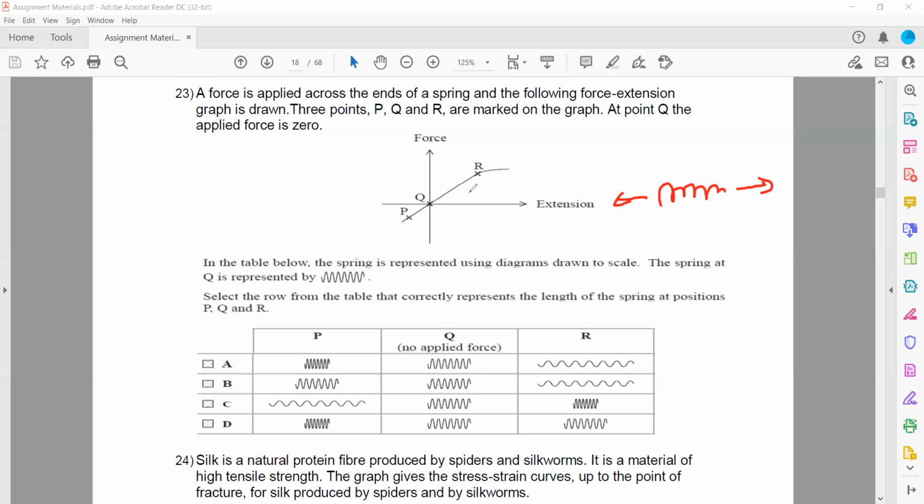So it means R should be a point where the length should increase. When we are increasing the force, the length should increase. And then P, what happened? Because force is in the negative axis, the direction of the force is opposite. So at P we are compressing it, and when we are compressing it, the size should decrease. So at P the size should decrease, at Q it should be the original length, and at R the size should increase. That's why A should be the right answer for this. Is it clear?